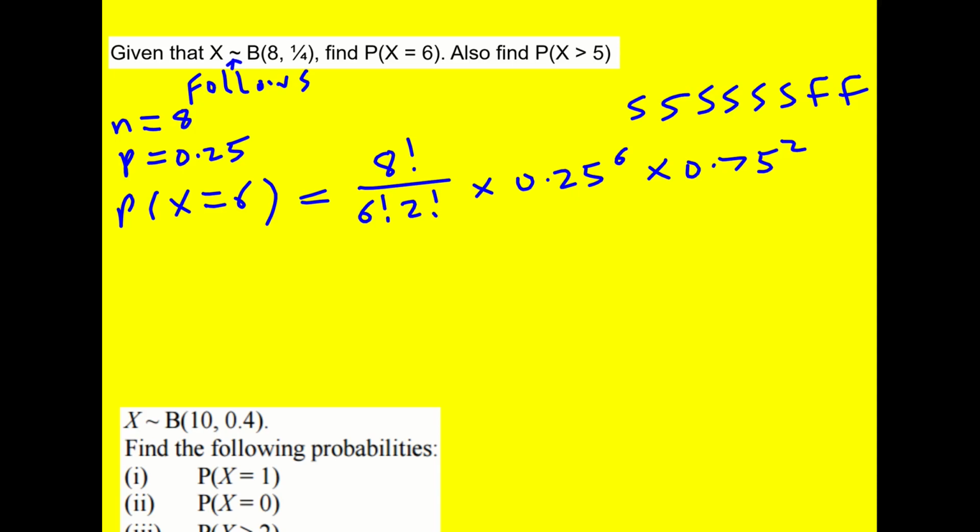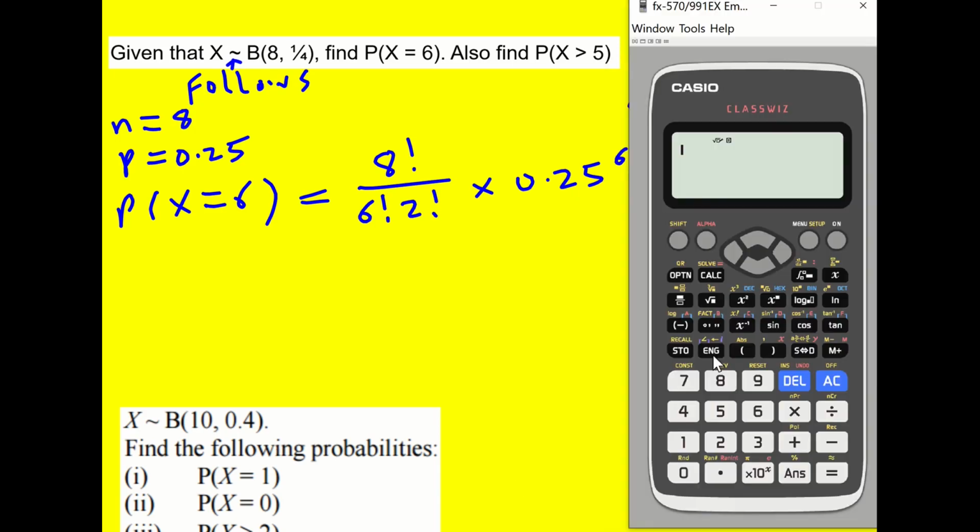So I can put that into my calculator and figure it out. And remember, I can use 8C6 to do that more quickly.